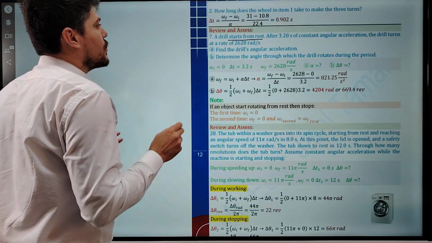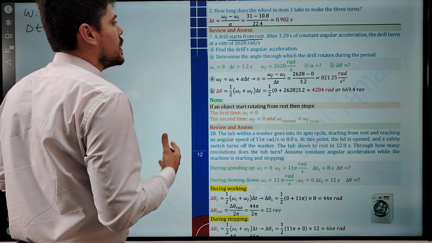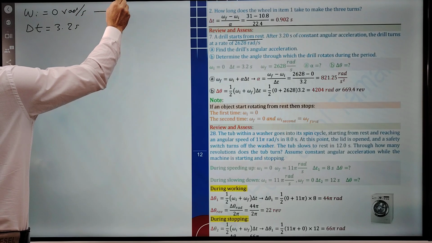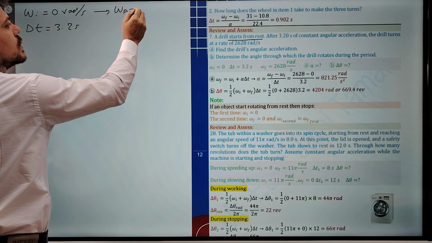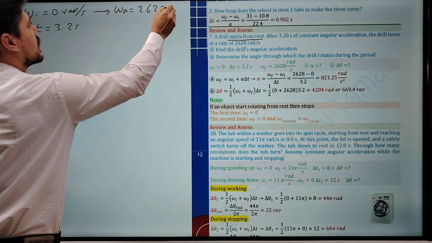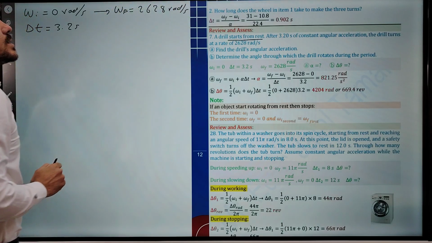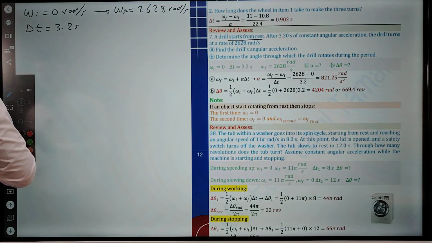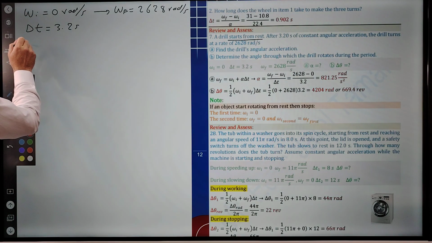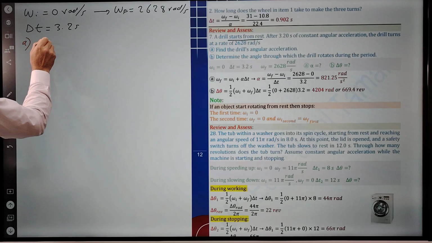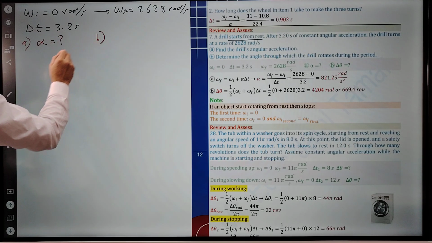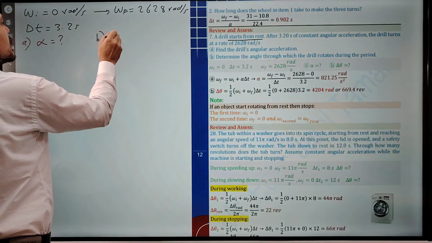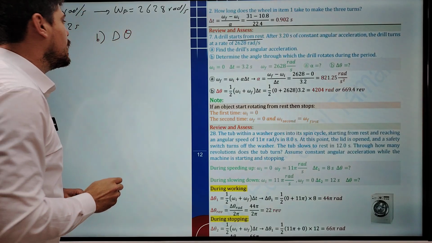The drill turns at a rate of 2,628 rad per second. Which means that the drill reaches a final angular speed equal to 2,628 rad per second. Okay? Find the drill's angular acceleration. What's unknown? A. Find the angular acceleration. B. Determine the angle through which the drill rotates during the period. Angle, or angular displacement. Okay?